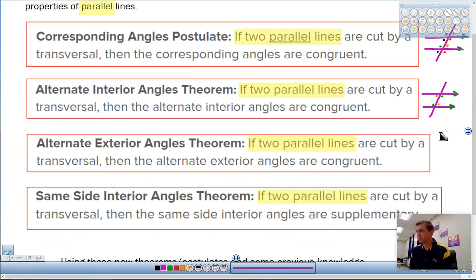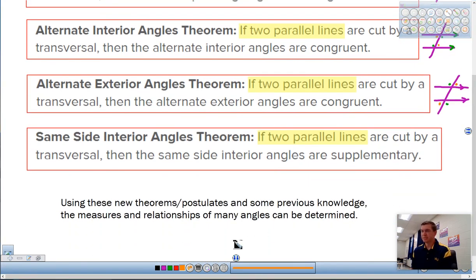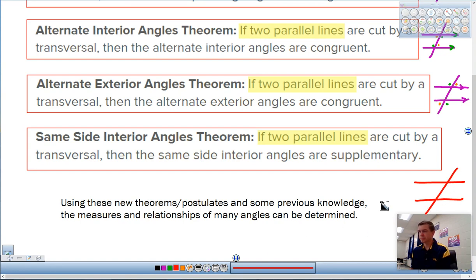Alternate exterior angles on parallel lines are congruent. Okay, and lastly, same side interior angles, if the lines are parallel, will be supplementary.